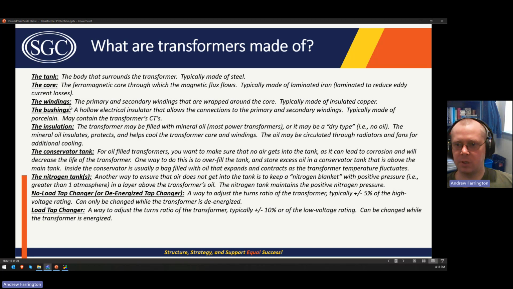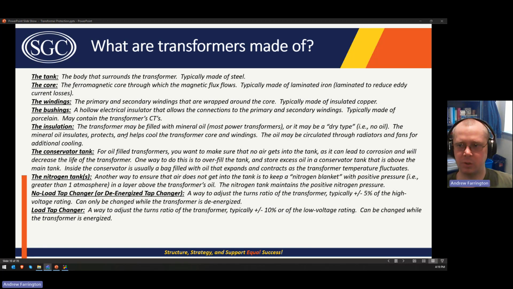The windings, the primary and secondary windings that are wrapped around the core, are typically made of insulated copper. I have seen some that were aluminum, but usually it's copper. The bushings are a hollow electrical insulator that allows the connections from the primary and secondary windings to the rest of the system, and they're typically made of porcelain, and those may or may not contain your transformer CTs.